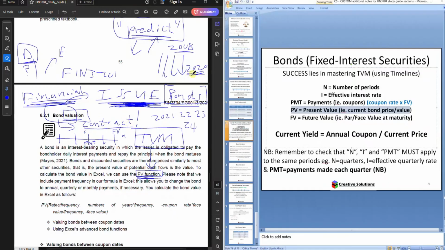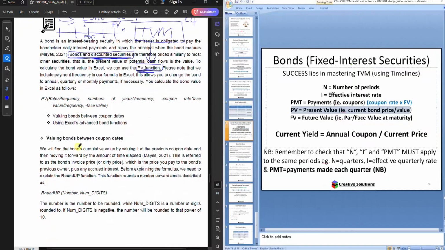Because in 2020, I could have issued a bond, and that bond's going to run for maybe 5 years, 3 years, 4 years, 10 years, 20 years, whatever it is. You do get long-term bonds and short-term bonds. But the whole point that I'm making here is that it's all based on time value of money, and it's looking at data that's currently in the market. So we need to use the prevailing interest rates. We need to use all the different variables for time value of money to work out the PV. So, valuing bonds between coupon dates.